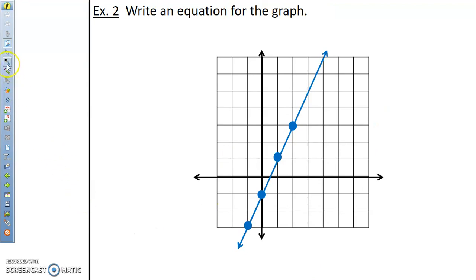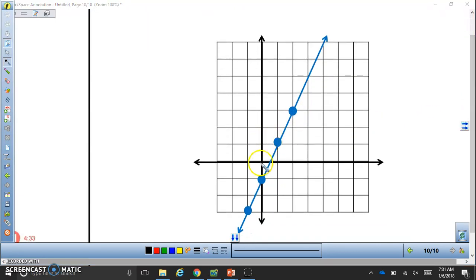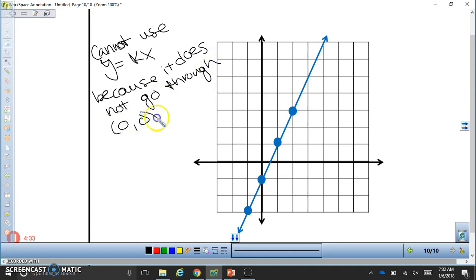Example 2. Write the equation for the graph. Okay, did this go through the origin? No. So this is just a linear, just a line. We can't use y equals kx for this one. Cannot use y equals kx because it does not go through 0, 0.